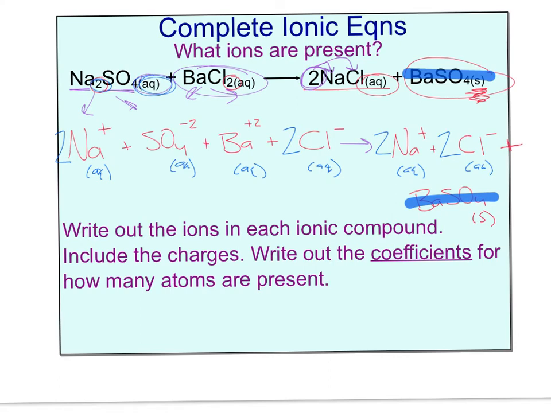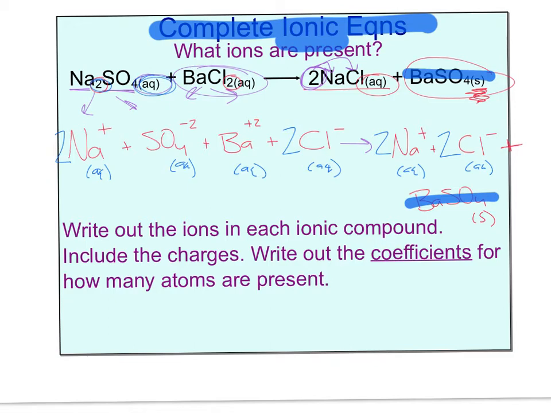So now we have the entire complete ionic equation. So remember, ionic means ions. So I've written out all of the ions that are present in the reaction. It's complete because it's everything. I've got reactants, I have products, I have everything down here. And then I kept the solid completely together because the solid is not breaking apart.